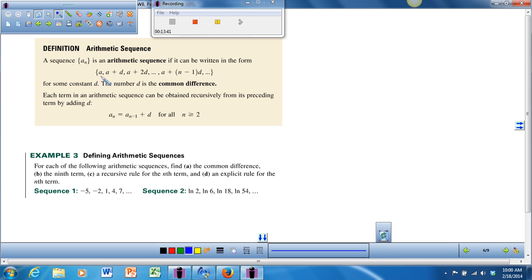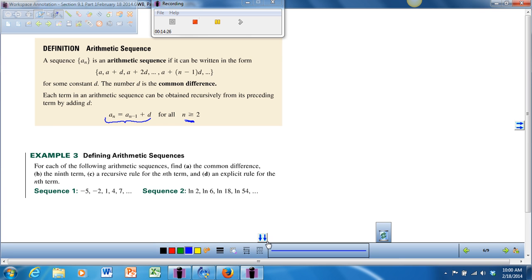So what they're showing you here is an actual arithmetic sequence where our first term is a, our second term is a plus d, third term is a plus 2d, and so on. The recursive definition for an arithmetic sequence will always be a sub n equals a sub n minus 1 plus d. Again, we have that n has to be greater than or equal to 2. So we start with our first term.